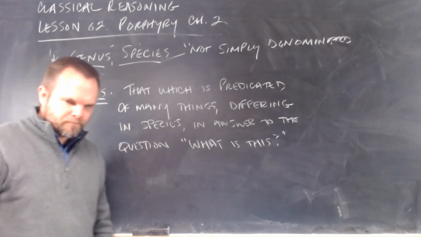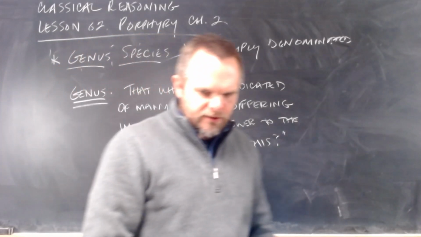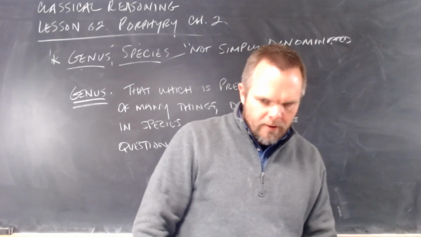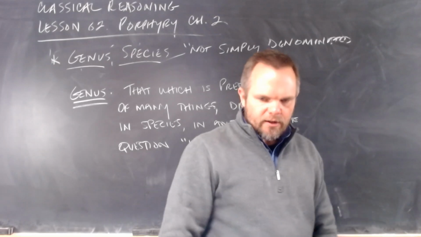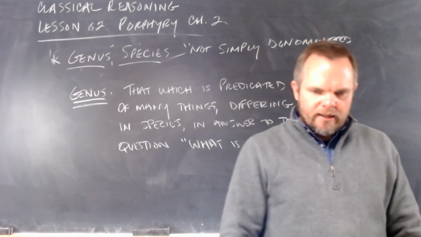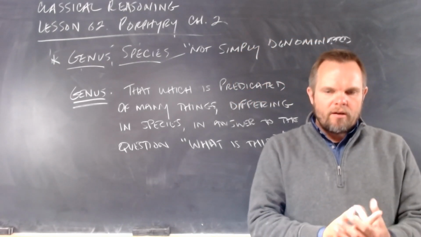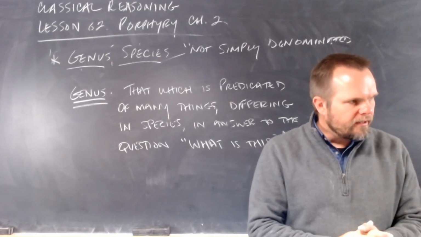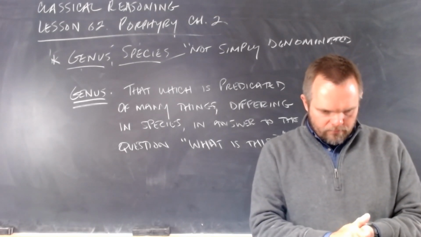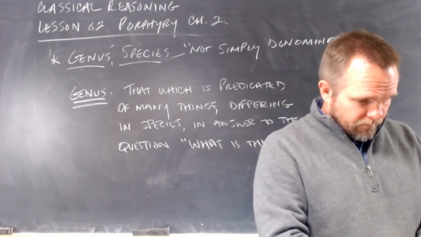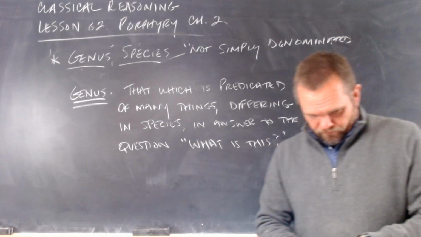Okay? Genus is that which is predicated of many things, differing in species, in answer to the question, what is this? And let me give you a quick example.